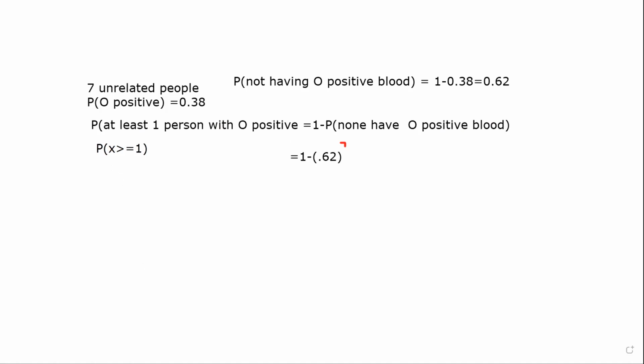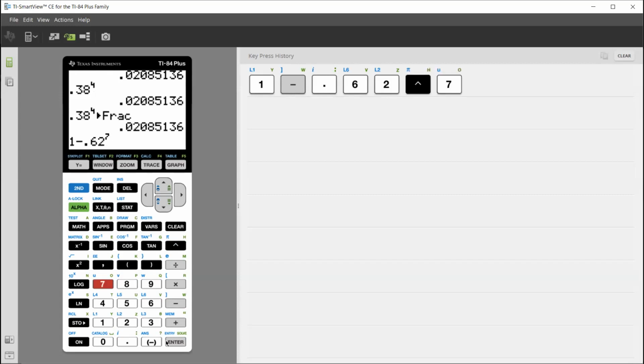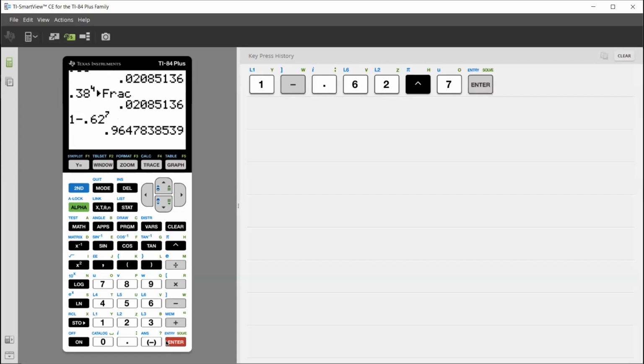So I need to pull up the calculator. Give me a moment here. I'm going to share this. So we have one minus, and remember here, this is not raw data, so you just worry about the decimal. We don't have to worry about the percentage and the fraction and all that. So we get 0.9648. This would round because this seven has an eight behind it. So 0.9648 is your answer there.